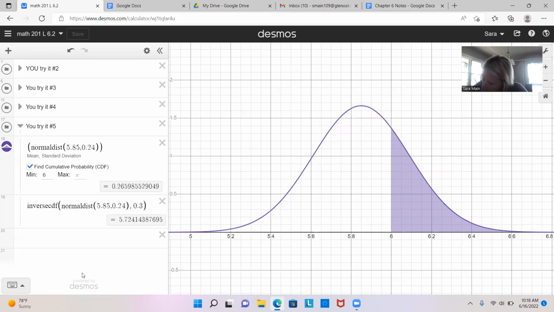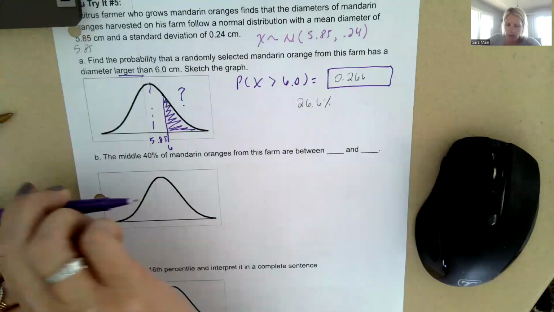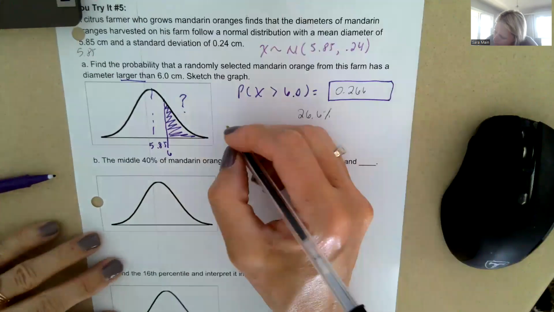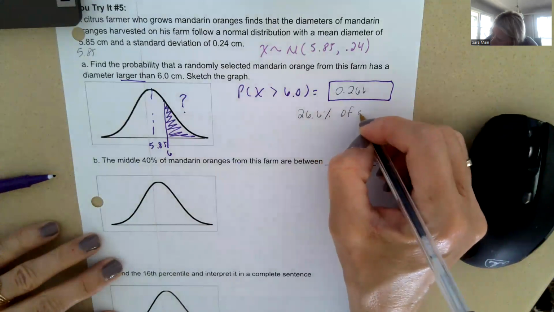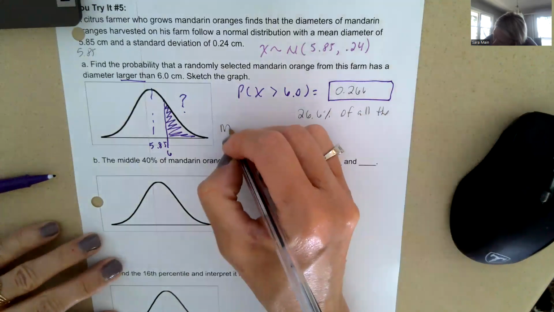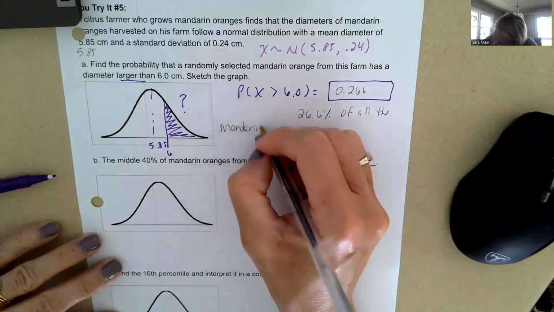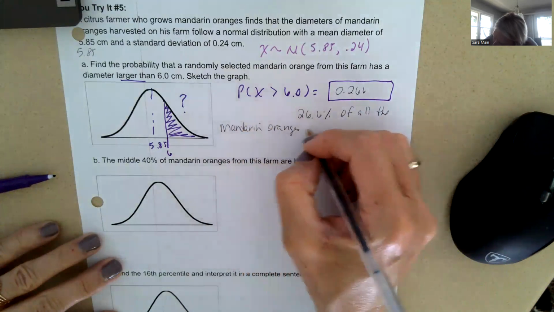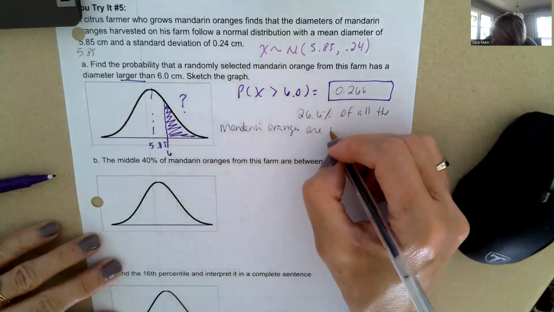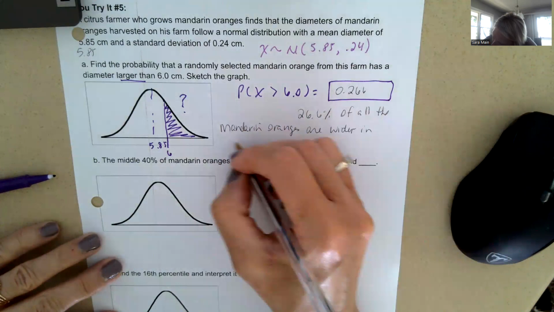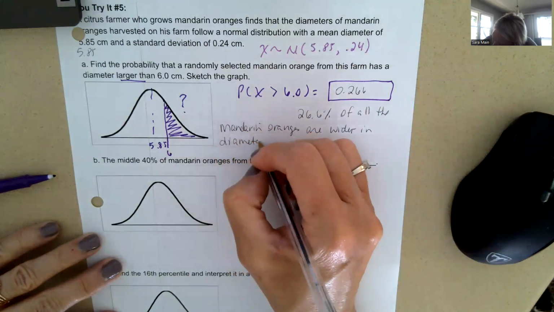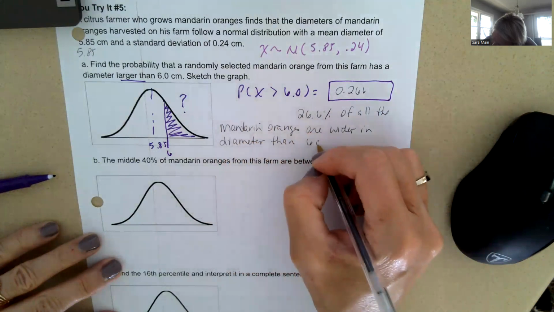So 26.6% of the mandarin oranges have a diameter bigger than 6 centimeters. It's important to be able to write that out in words so that you know what you're getting. So 26.6% of all the mandarin oranges are wider in diameter than 6 centimeters.